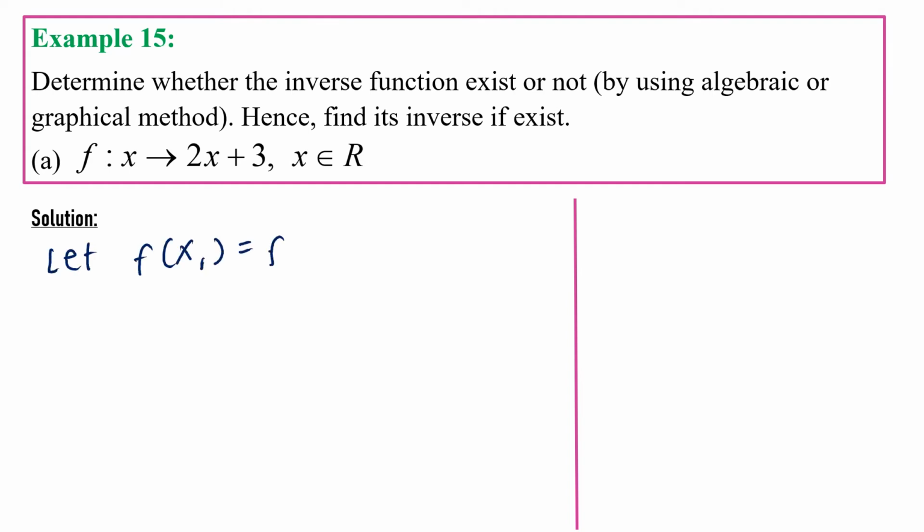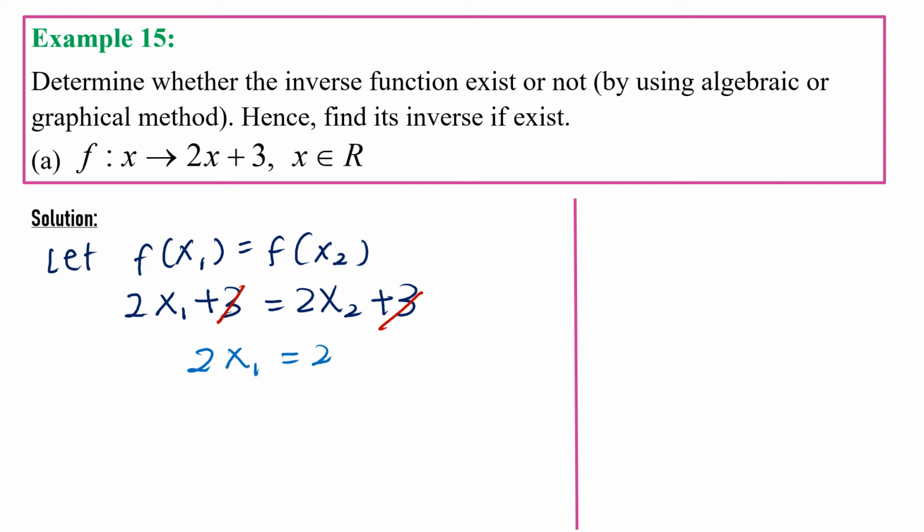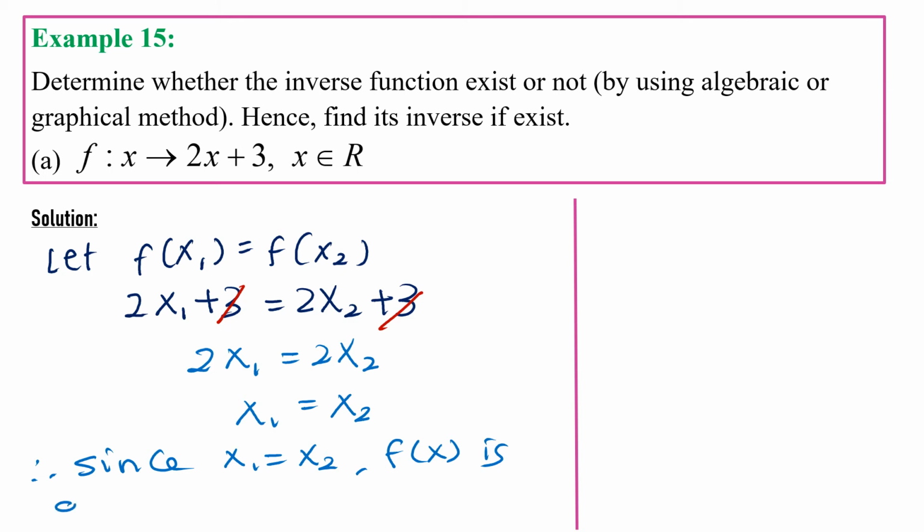f of x1 equals f of x2, and then we have 2x1 plus 3 equals 2x2 plus 3, and then we can cancel this out, and we're left with 2x1 equals 2x2, and then x1 equals x2. Right, so since x1 equals x2, we say that f of x is a one-to-one function, therefore f inverse exists.